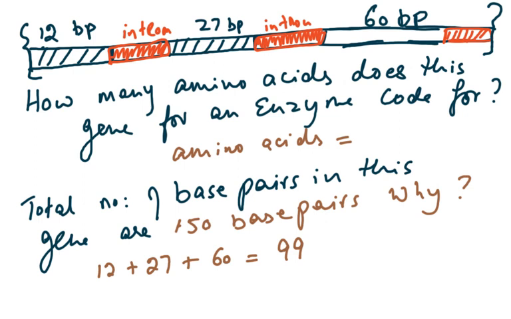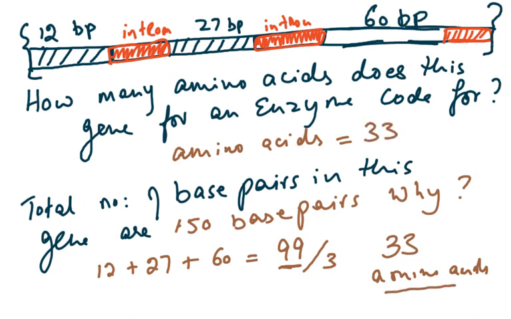Now if you add 12, 27 and 60, that is 99 base pairs, and you divide that by 3, so it codes for 33 amino acids. It codes for 33 amino acids because 3 bases code for 1 amino acid. So 99 divided by 3 is 33 amino acids it codes for.